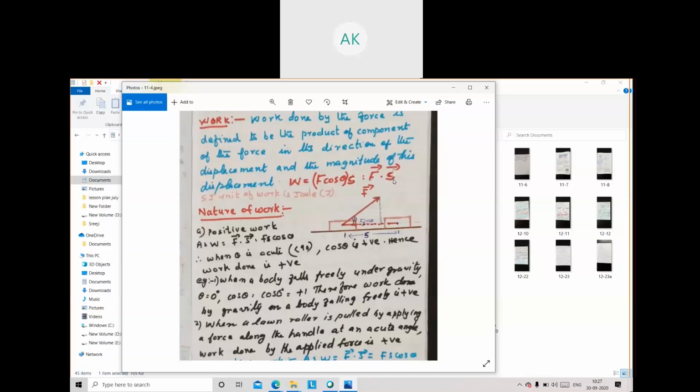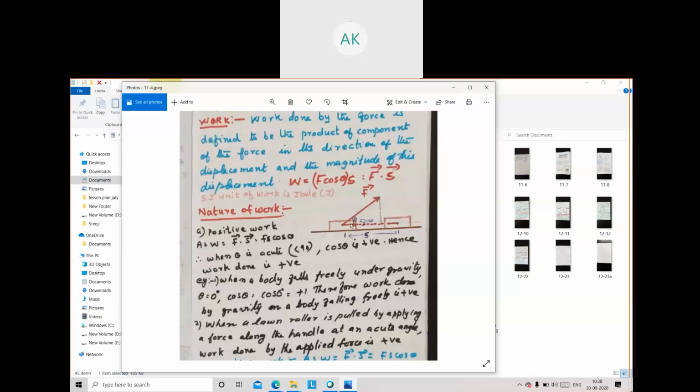F dot S. And you can see, as we have done in the geometrical interpretation, we have taken the component of force in the direction of displacement by drawing a perpendicular. So from F, we have drawn a perpendicular to the displacement vector. Then from this point to this, that will be the component of force in the direction of displacement, F cos theta. It is written as F cos theta.